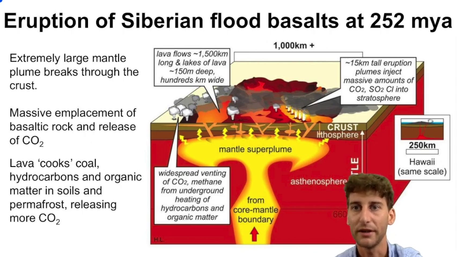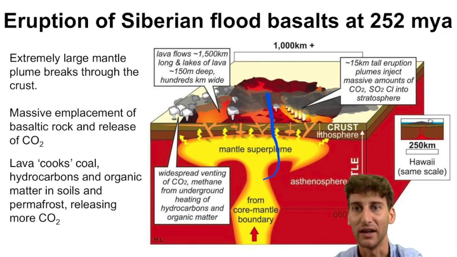The Siberian flood basalt eruption, sometimes called the Siberian large igneous province, started erupting at 252 million years ago. These huge eruptions are thought to be caused by giant mantle plumes that are basically sitting at the core-mantle boundary, heating up, and then melting their way through the mantle on their way out to the lithosphere, melting the crust, and then just creating these huge lava lakes as far as the eye can see.